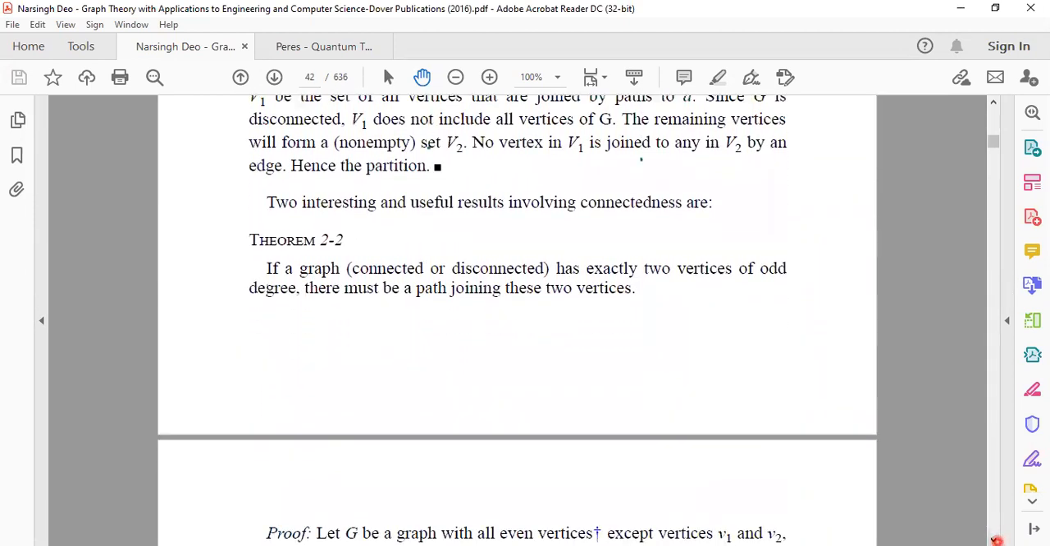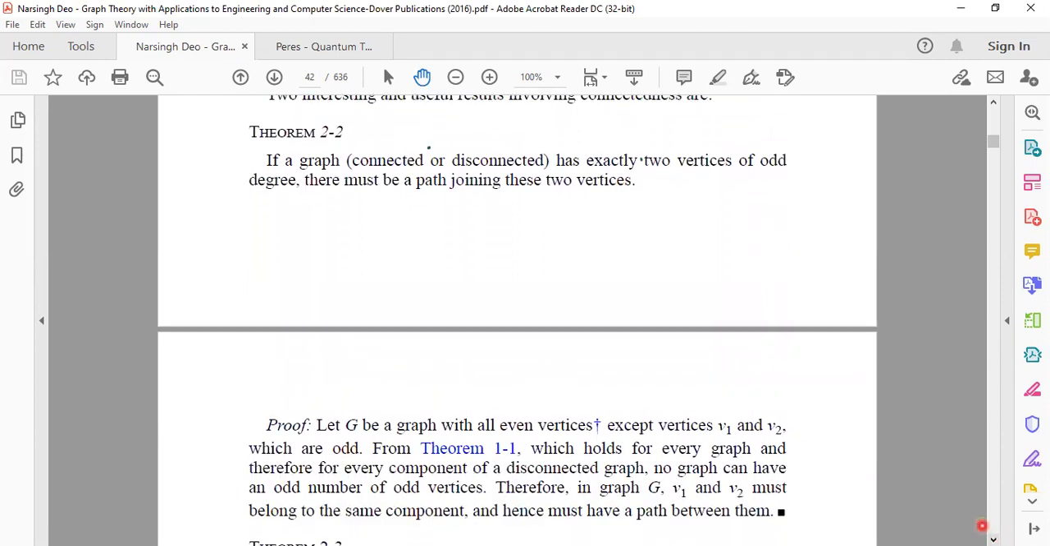And this theorem 2.2 is also very important and is also very useful sometimes: whether you consider a graph which is connected or disconnected, if this type of graph has exactly 2 vertices of odd degree, then we can say that there must be a path joining these two vertices. Okay, so let us try to understand the meaning of this particular theorem.